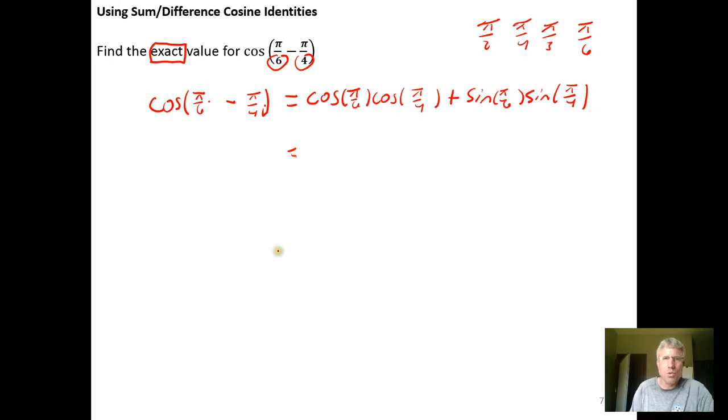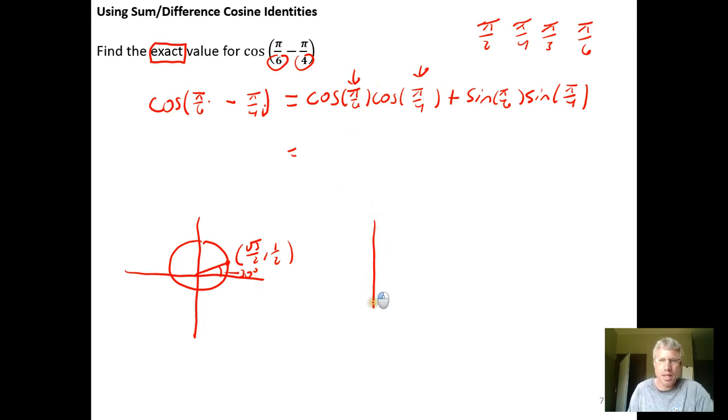And then we just need to remember where these are located on the unit circle so that we can get the correct ordered pairs. So our pi over 6 is going to be that 30-degree angle with ordered pair root 3 over 2 comma 1/2. And our pi over 4 is our 45-degree angle right here, or pi over 4 radians, and it has the ordered pair root 2 over 2 comma root 2 over 2.